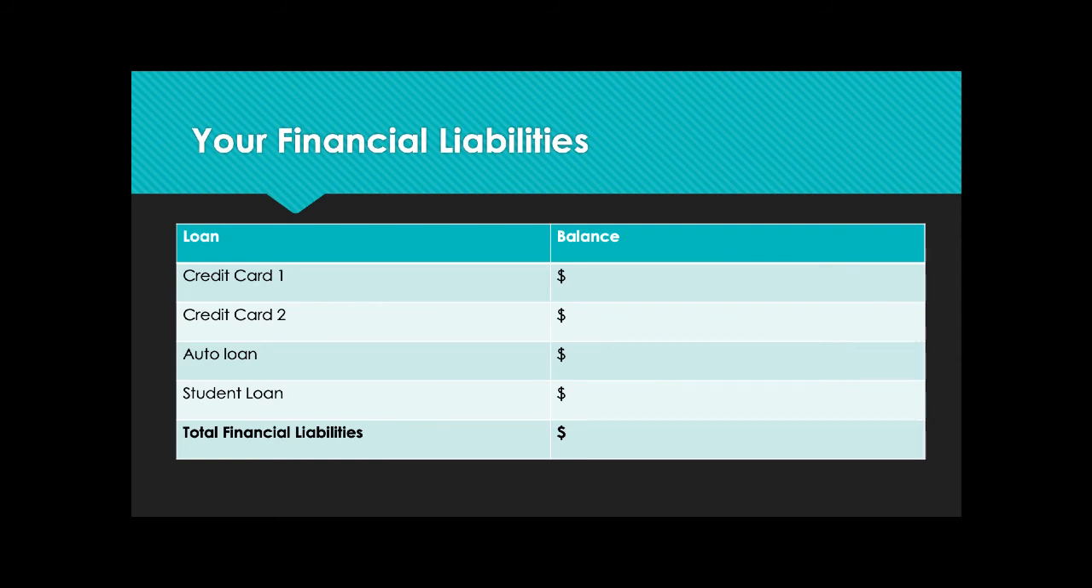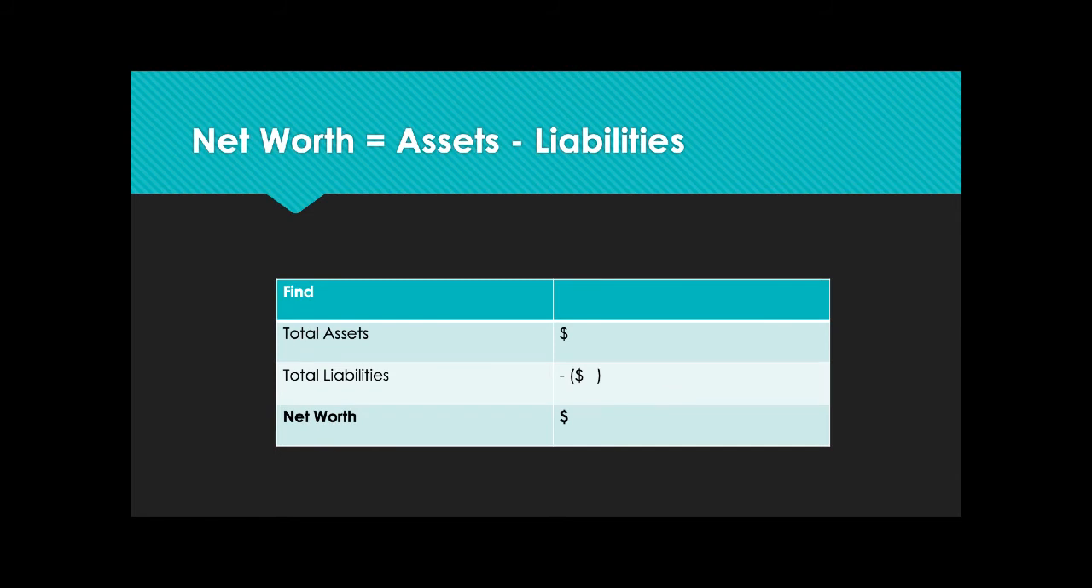And then, of course, what does that mean? Total assets, get that from that previous slide. And then total liabilities, which you just totaled up. Subtract the liabilities from the assets. That's your net worth. All right, that's as difficult as the math gets, so to speak, in this particular video lecture. Now, here's the deal.